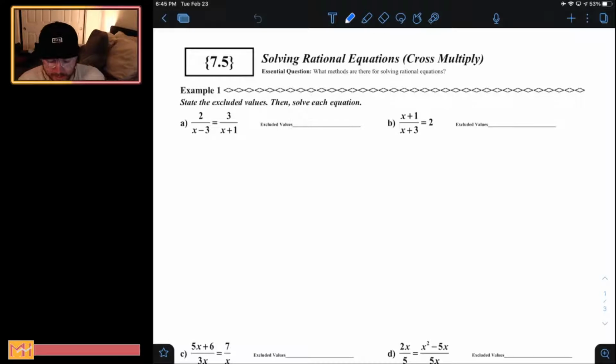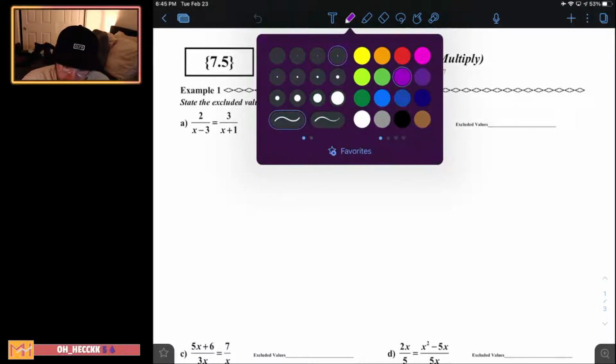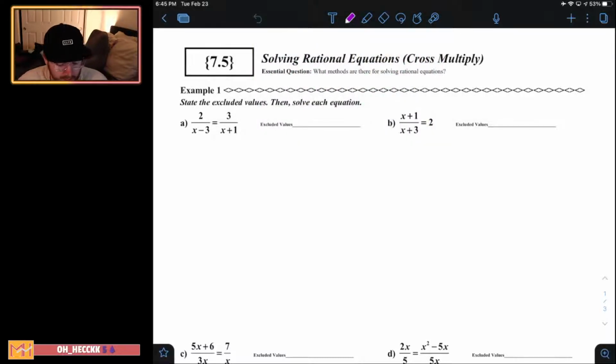We are looking at lesson 7.5. You're watching this sometime after recently completing the ACT, so I hope that went well for you. I wish you the best with your scores. We are moving on from the ACT, however, and continuing on with our Unit 7.